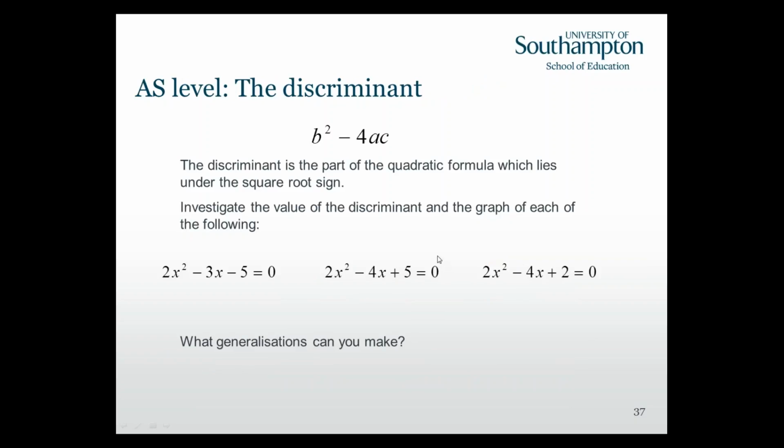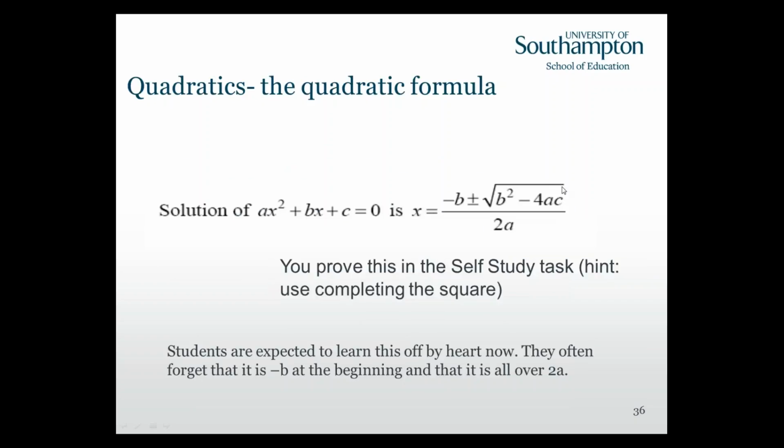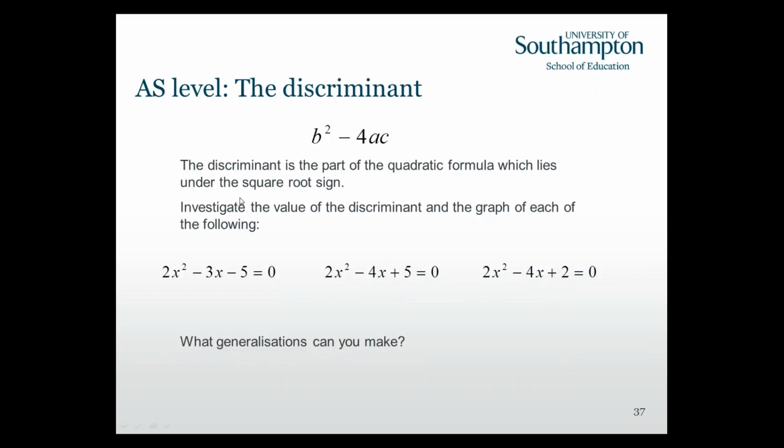Now the bit underneath, I'll go back, this little bit here, underneath the square root is called the discriminant. So b squared minus 4ac. This does not come up at all in GCSE. But at AS level, they'll use the word discriminant and expect the students to know that that is the bit under the square root. And it's quite useful to see the relationship between this discriminant and the graphs.